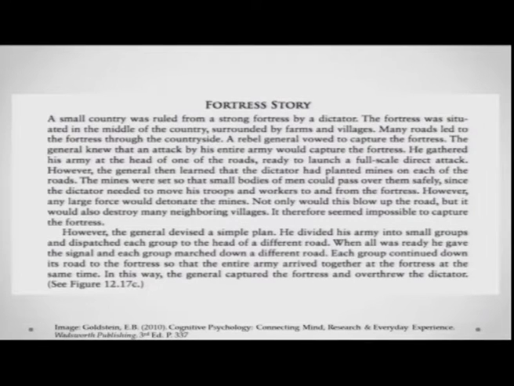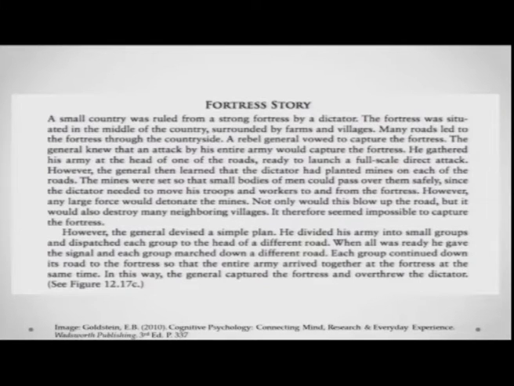However, the general then realizes that the dictator had planted landmines on each of the roads. The mines were set such that small bodies of men could pass through them safely, since the dictator needed to move his troops and workers to and from the fortress. However, any large number of men moving over these roads would detonate the mines. Not only would this blow up the road, but it would also destroy many neighboring villages. It therefore seemed impossible to capture the fortress.